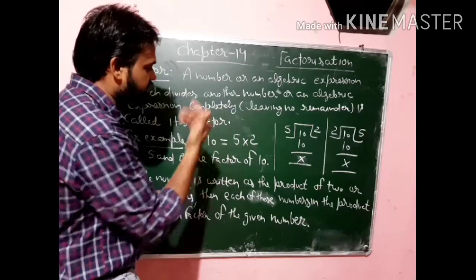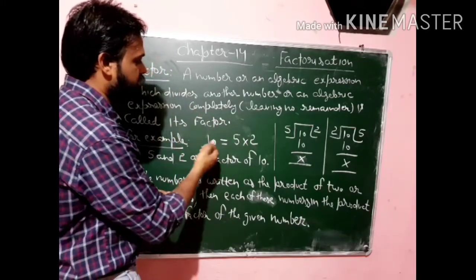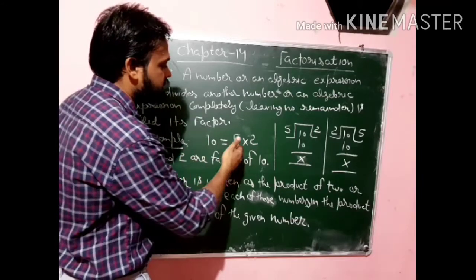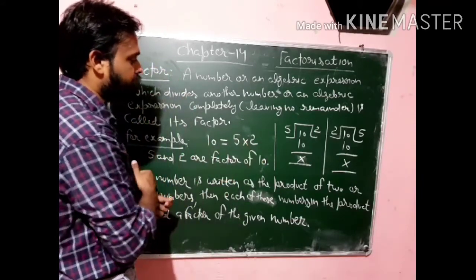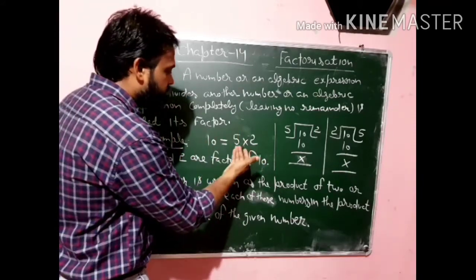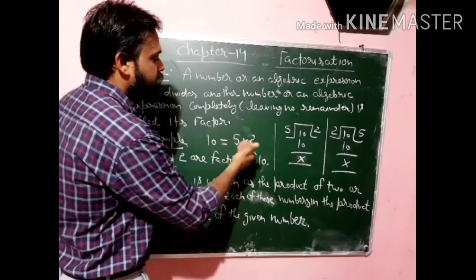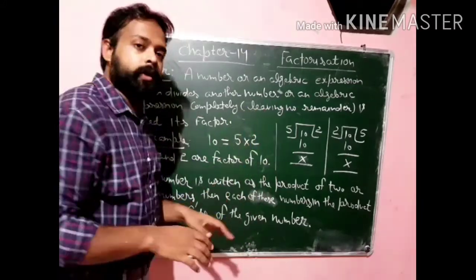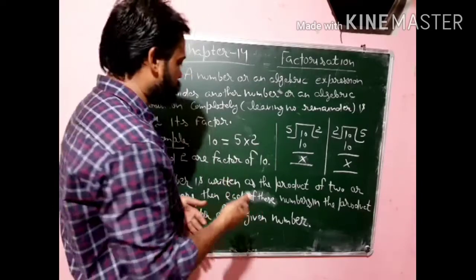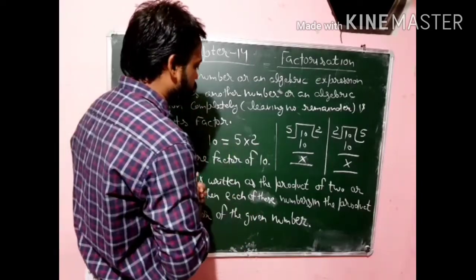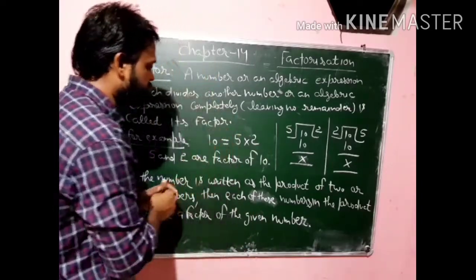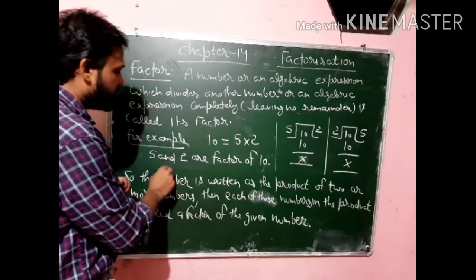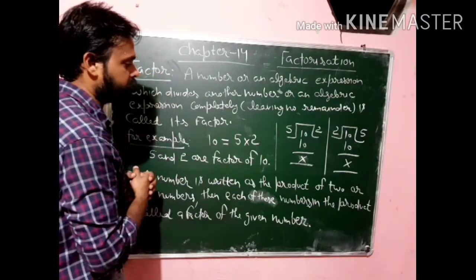You can take any example also. You can take 15 also. How can you write 15? That is 5 into 3. You can take 20 also. That will be equal to 5 into 2 into 2, because 5 twos are 10 and 10 twos are 20. I am just taking a simple example. So 10 is equal to 5 into 2. In this case we can say that 5 and 2 are the factors of 10.